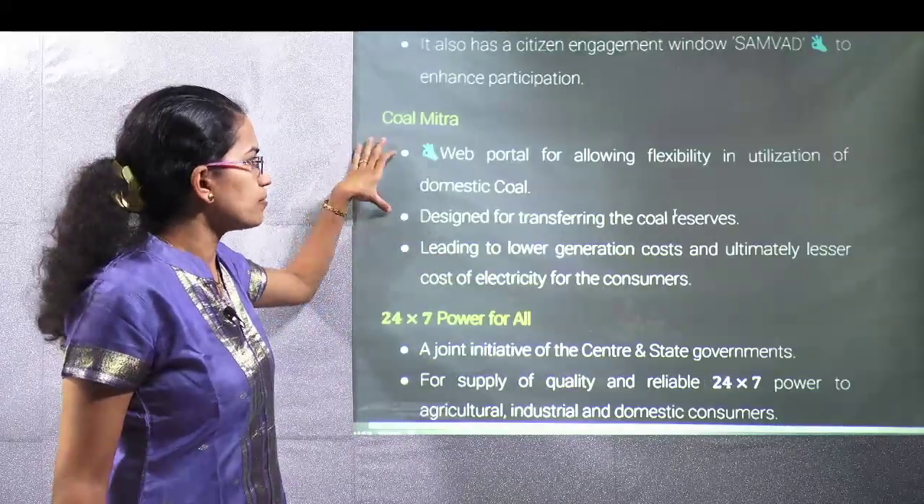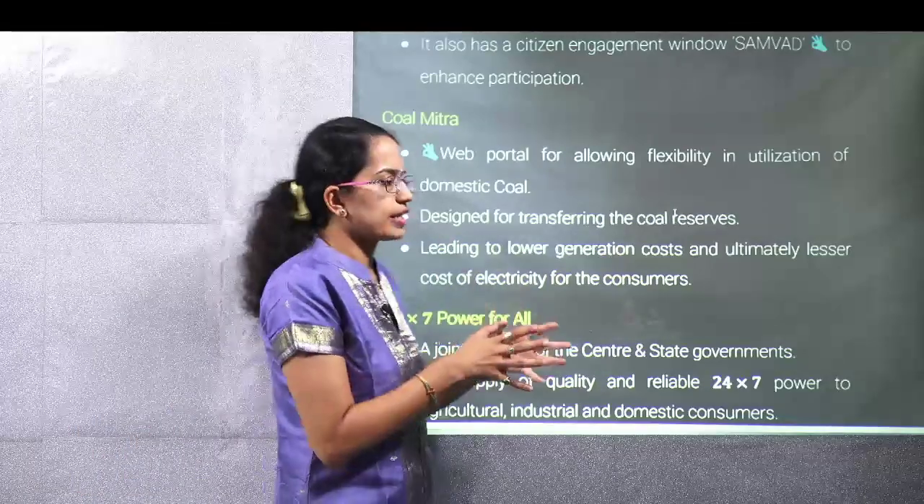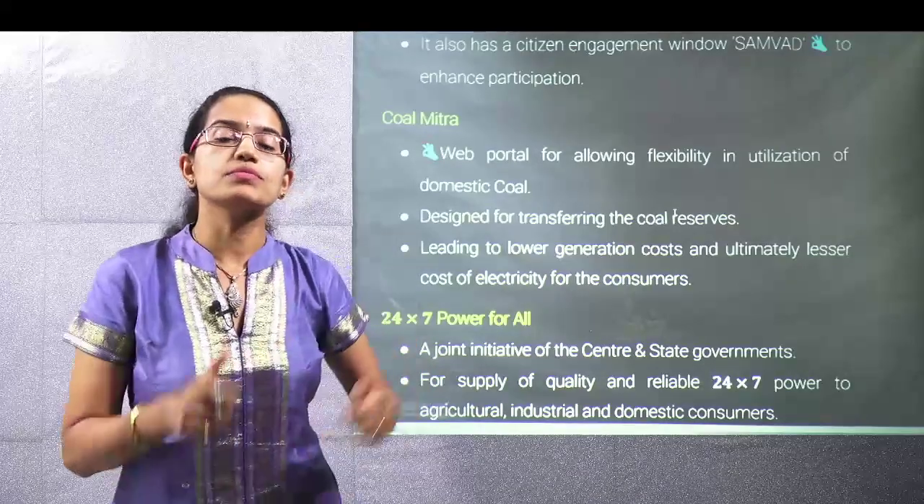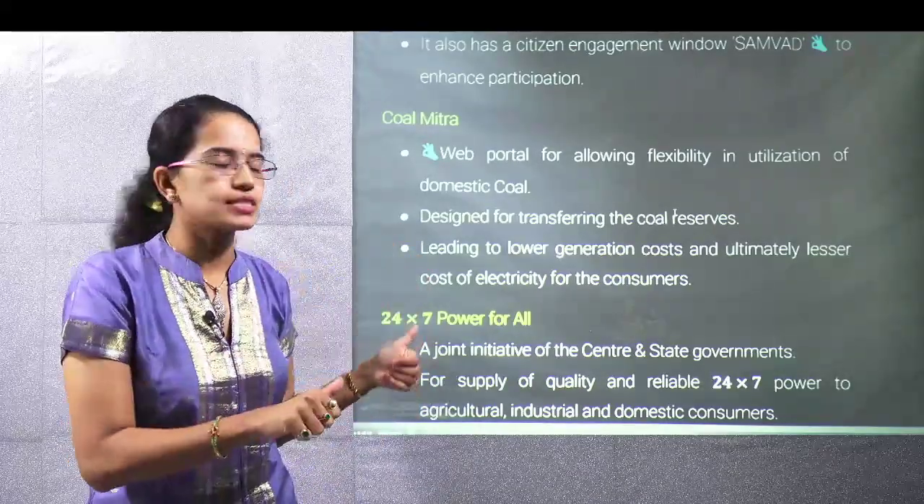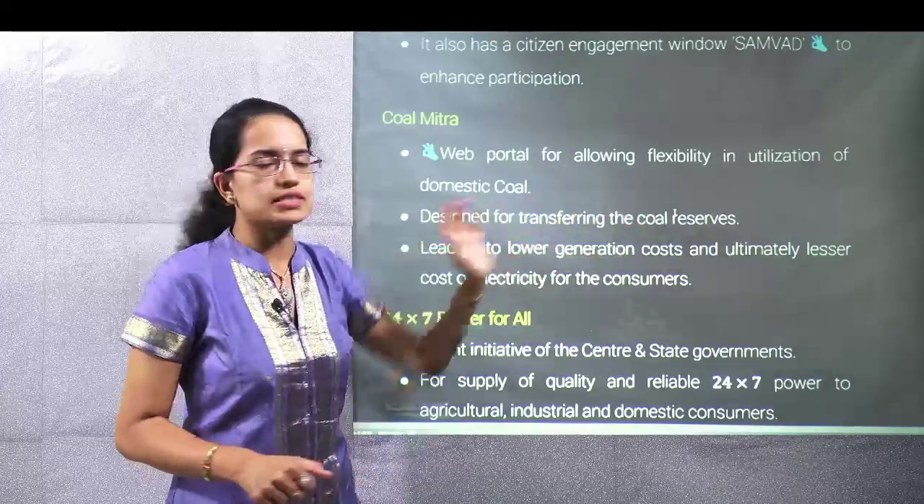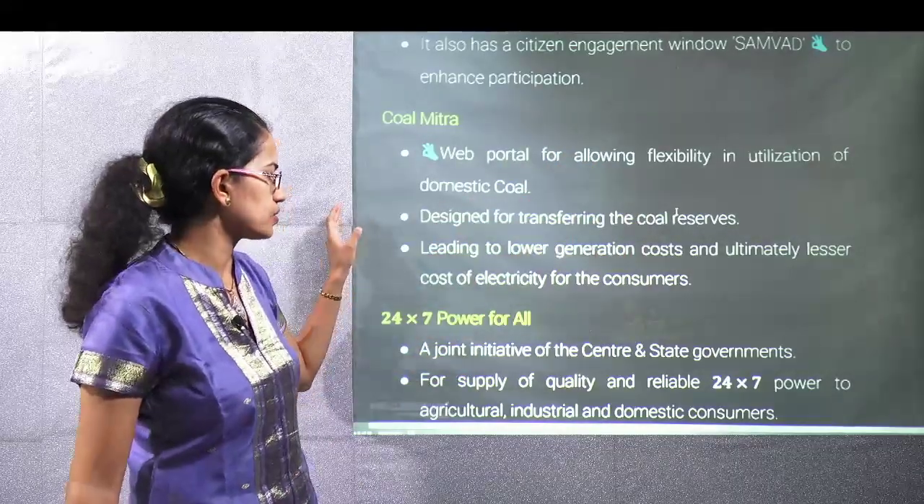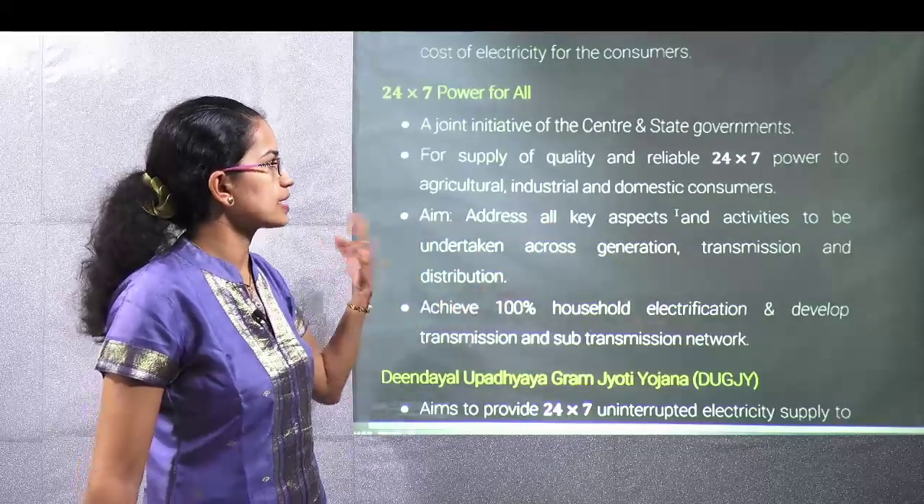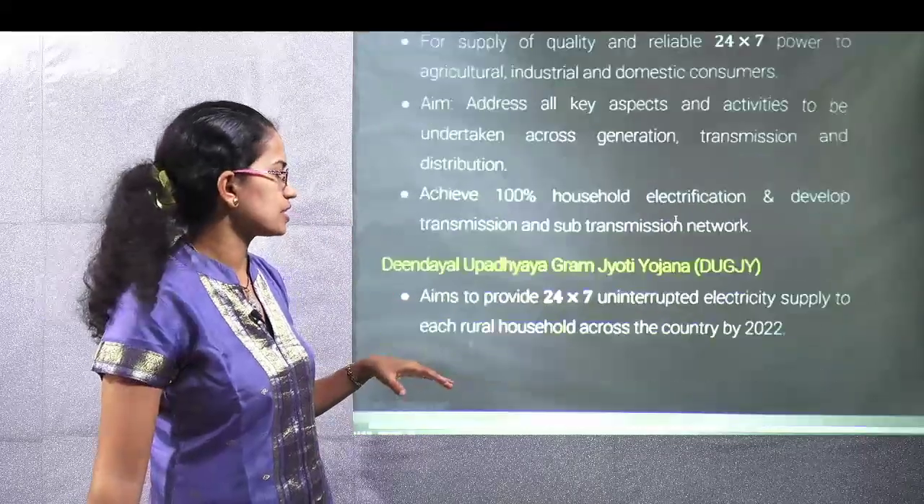The next is Coal Mitra. Coal Mitra is important because recently you had coal auctions that were in the news, and this becomes important mainly for your mains examination. However, here basically it's a web portal to allow flexibility in utilization of the domestic coal. 24/7 power for all has been the government target, and a joint initiative of the center and state governments.